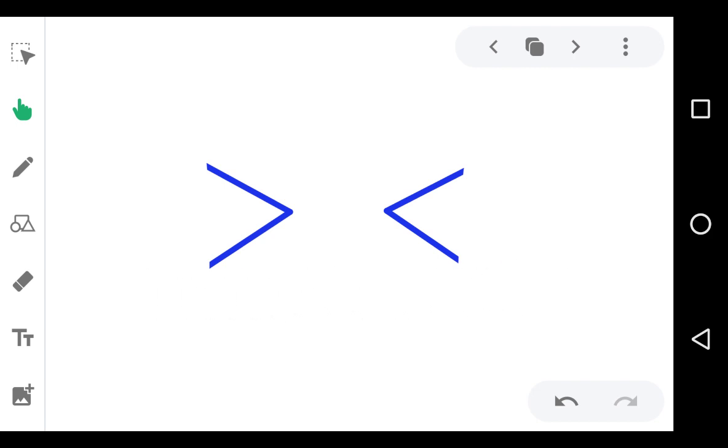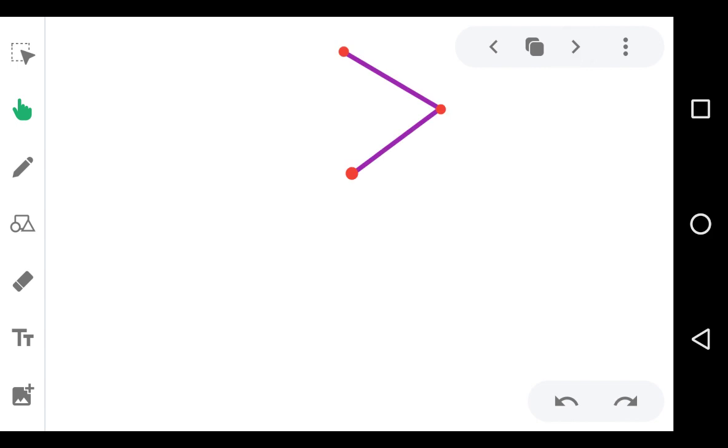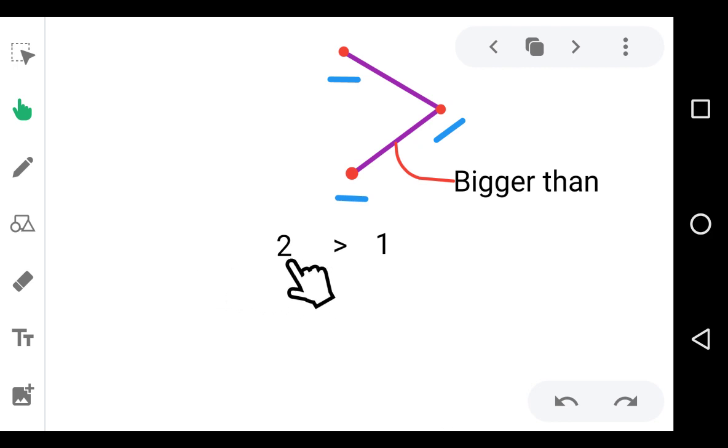See here. On the left, we see 2 points. How many points? 2 points. And on the right side, we see 1 point. So, 2 is bigger than 1. So, this symbol is for bigger than. We read it as 2 bigger than 1. We read from left to right.